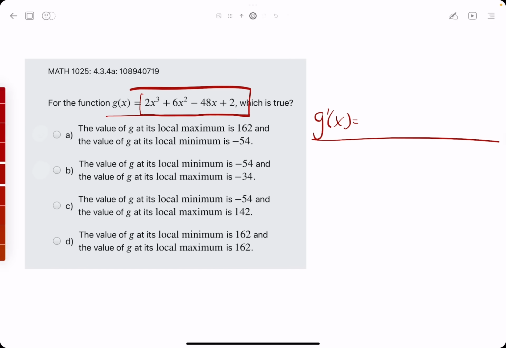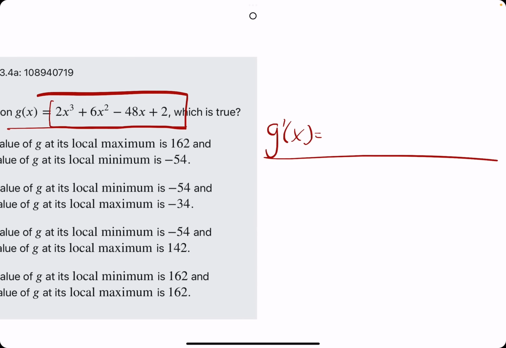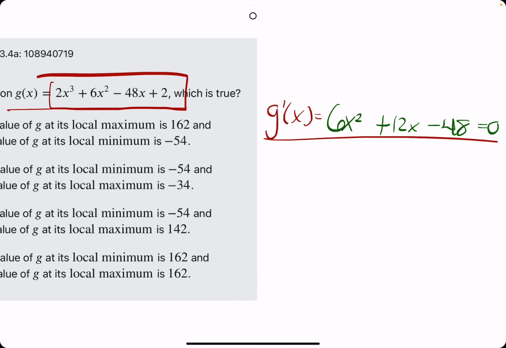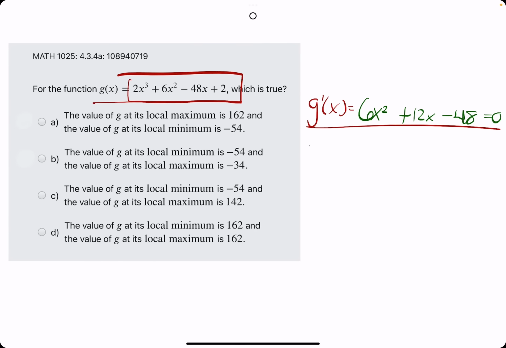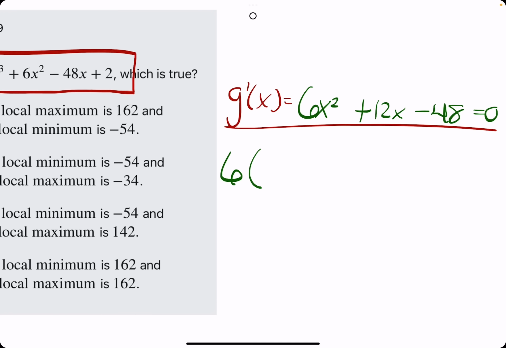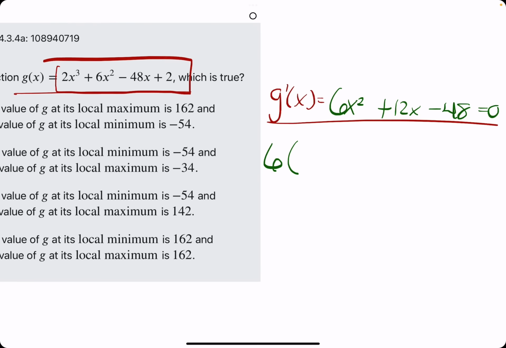All right, let's do it. G prime, the derivative, is 6x squared plus 12x minus 48. And we set this derivative equal to 0. In this problem, you should always be able to factor out a 6 as a greatest common factor. I want to say that'll always work out this way. So keep that in mind when factoring.